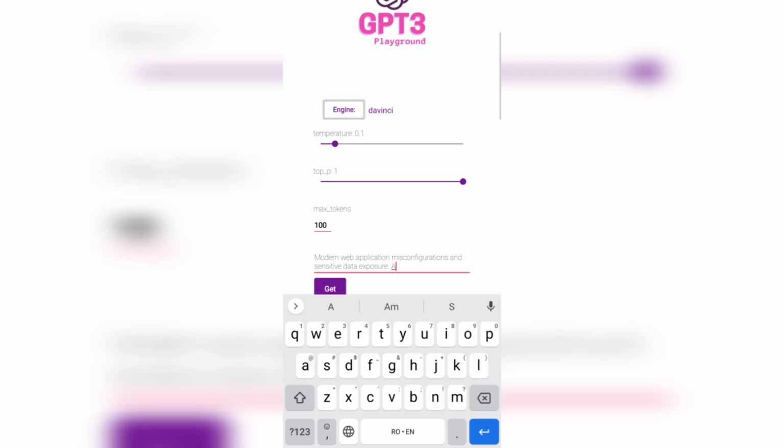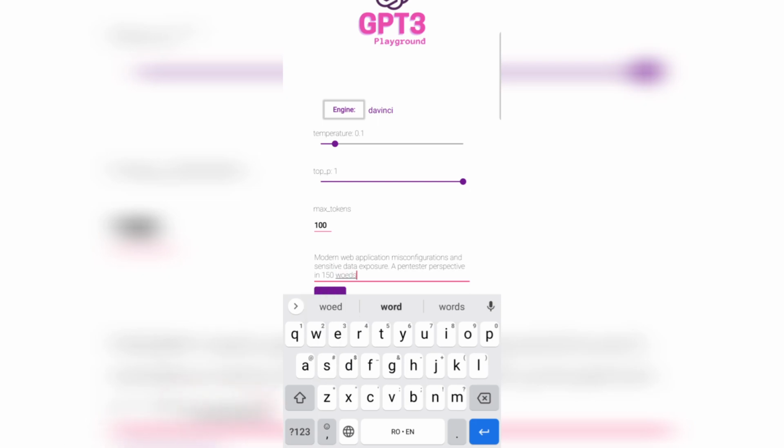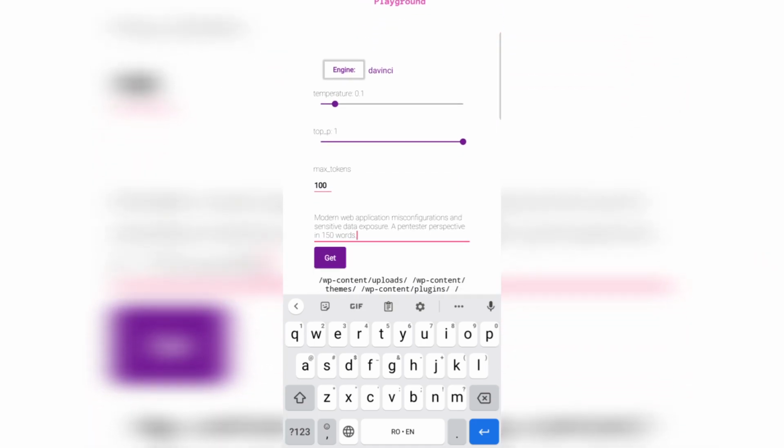Let's say a pentester perspective. Modern web application misconfigurations and sensitive data exposure. A pentester perspective in, let's be very specific, 150 words. Dot. Now, let's do the Da Vinci model. Let's have the temperature at 0.1, so the model is going to give us less random, more accurate values, and should be good to go.